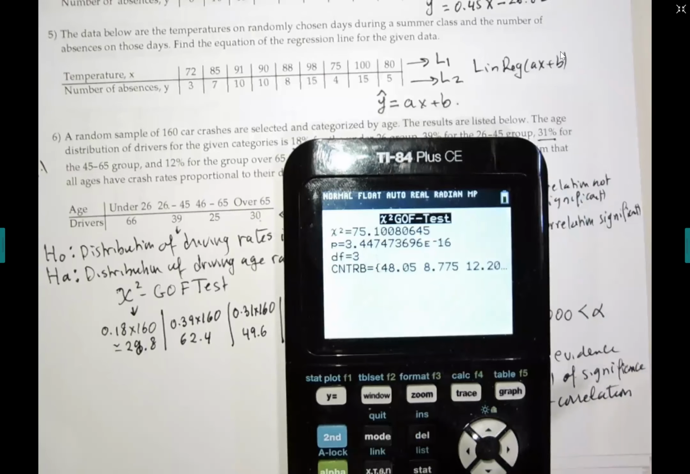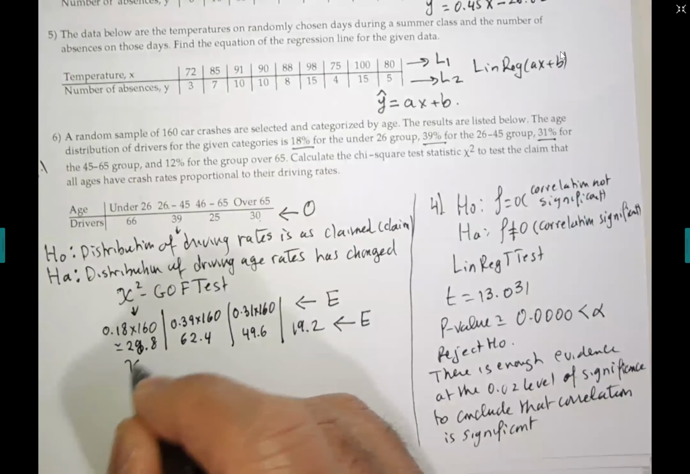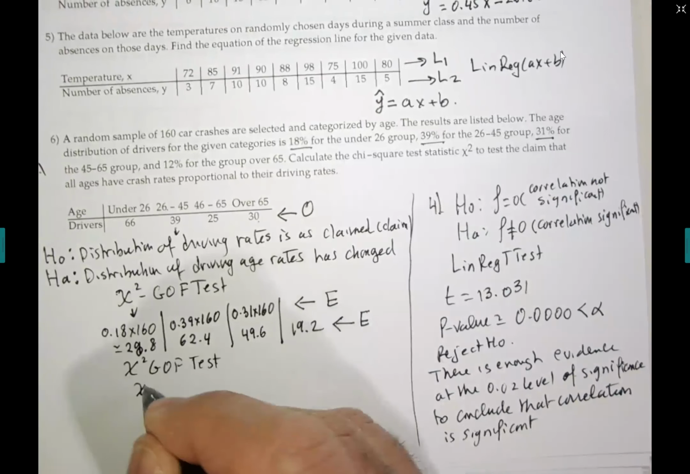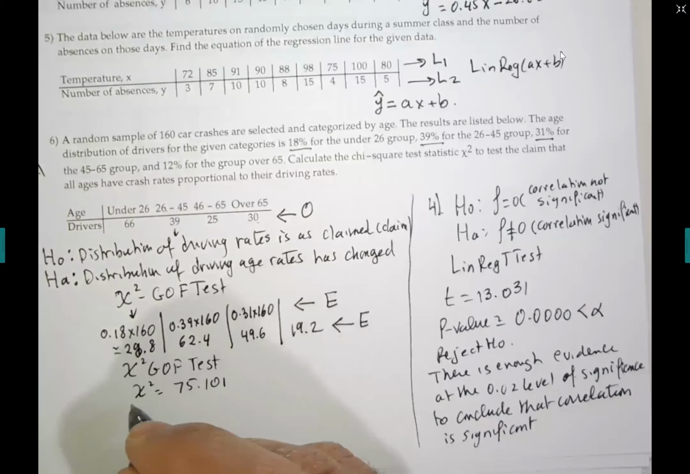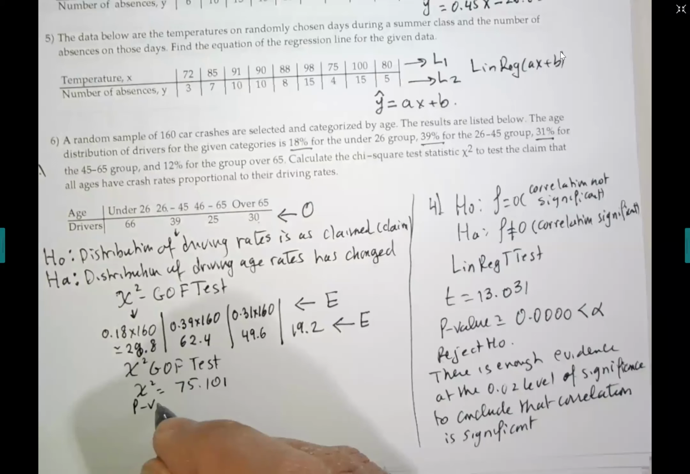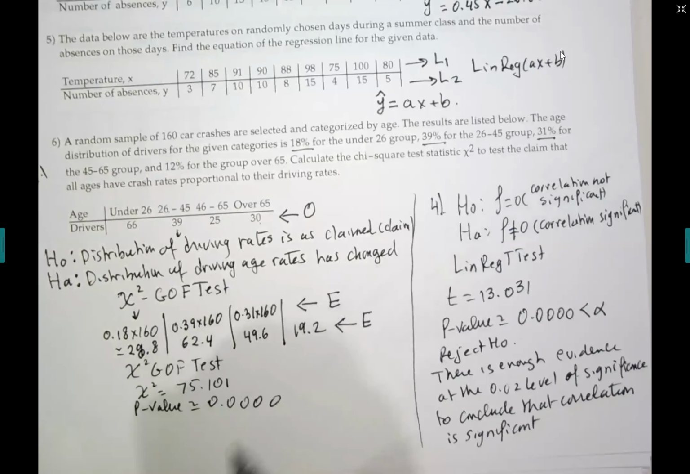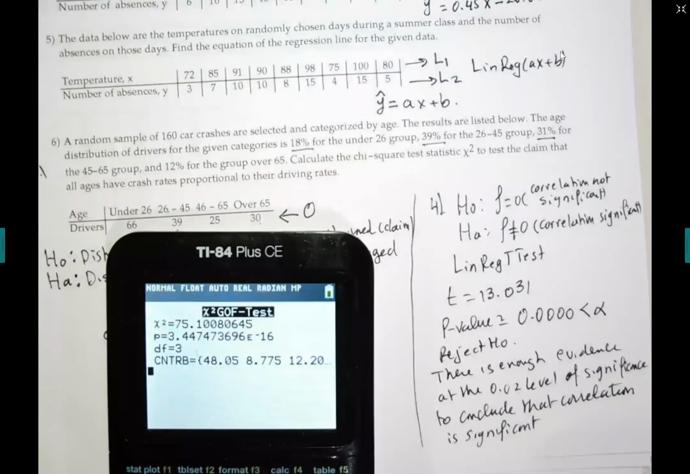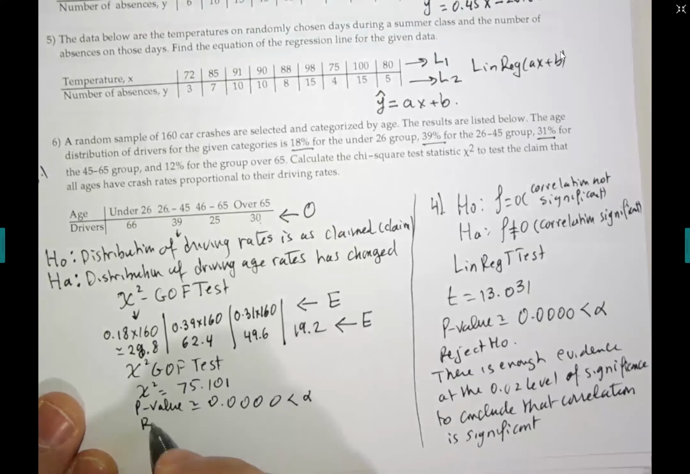So let me do that. So chi-square GOF test. Chi-square is 75.101. P-value is 0. Don't disregard the negative 16, guys. It means you have to move the decimal point 16 digits. This is less than alpha. We reject the null hypothesis.